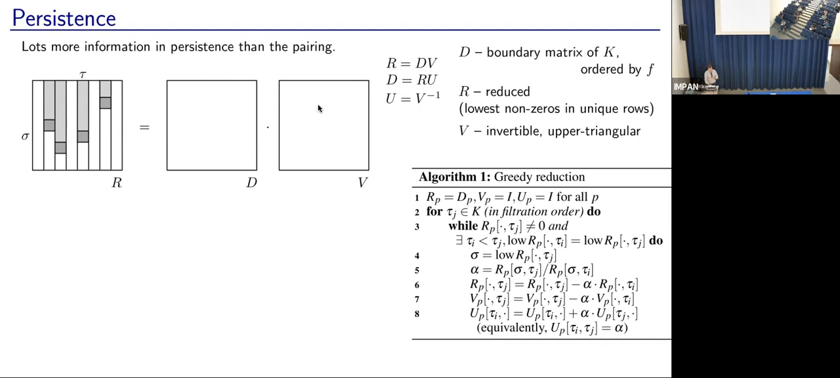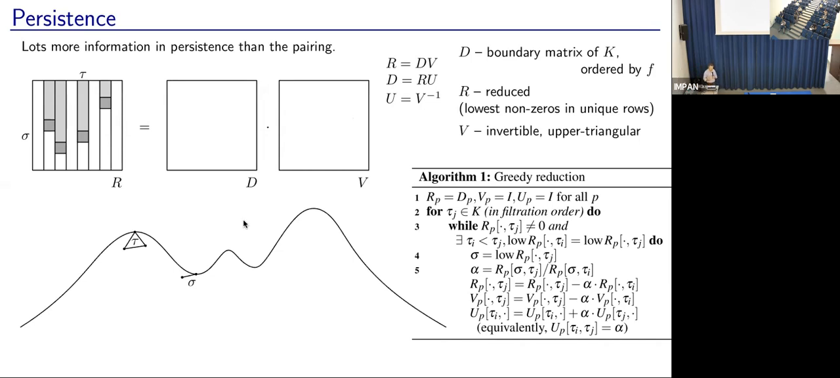So you can think of persistence computation as a decomposition, and this is what's recorded in this R equals dV picture. There is a kind of intuitive interpretation for all of this that's useful to keep in mind. If I have some function, I think of this as a landscape, and I have sigma, an edge that creates a one-cycle, and tau, the triangle that kills this one-cycle. Then the column R of tau really stores exactly this one-cycle that's being created by sigma, and sigma is the highest simplex in the cycle.